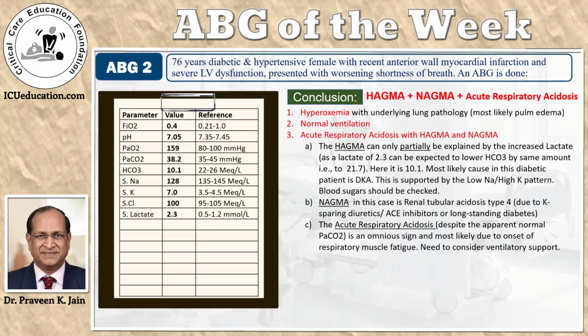But the most alarming thing in this case, and worth learning, is that despite the PaCO2 being normal, it's much higher than would be expected in this case, and this acute respiratory acidosis is an ominous sign which may be the only indication of respiratory muscle fatigue setting in. And therefore, with the lung pathology, most certainly a pulmonary edema on this background of LV dysfunction and acute myocardial infarction, this person is fatiguing out. You would seriously consider putting him on the ventilator.